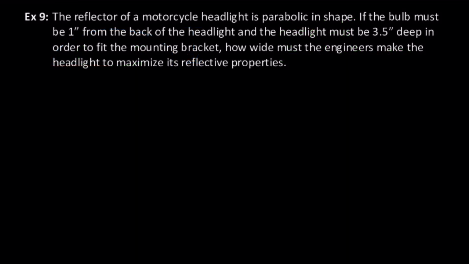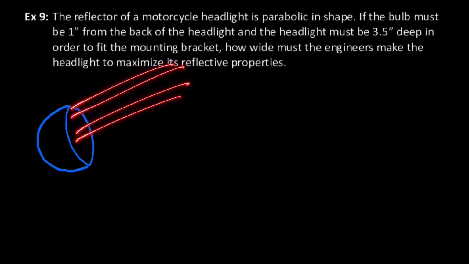Example 9. The reflector of a motorcycle headlight is parabolic in shape. If the bulb must be 1 inch from the back of the headlight and the headlight must be 3.5 inches deep in order to fit the mounting bracket, how wide must the engineers make the headlight to maximize its reflective properties? All right, so a quick sketch here. Got this headlight. The back of it is parabolic in shape. And just a reminder, that's to maximize the reflective properties of that parabola.